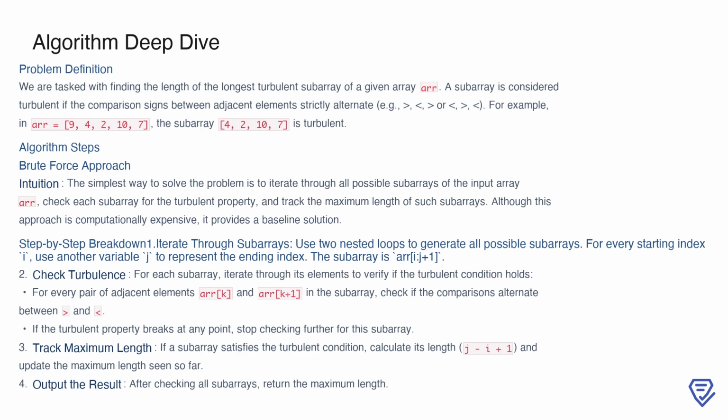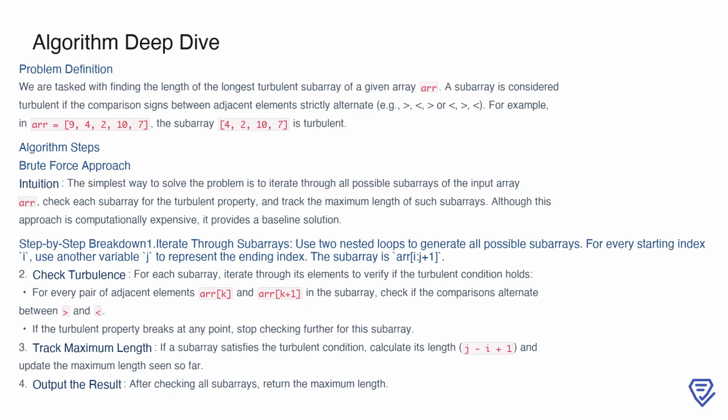A brute force approach to solve this problem involves iterating through all possible subarrays of the input array, checking each subarray to ensure it satisfies this alternating property, and then keeping track of the maximum length of such subarrays. This method, while straightforward, requires exploring every possible subarray and verifying its turbulence, making it computationally expensive. Let's break it down step by step.